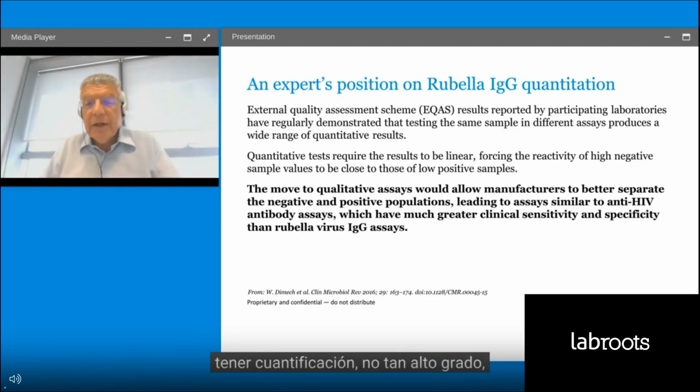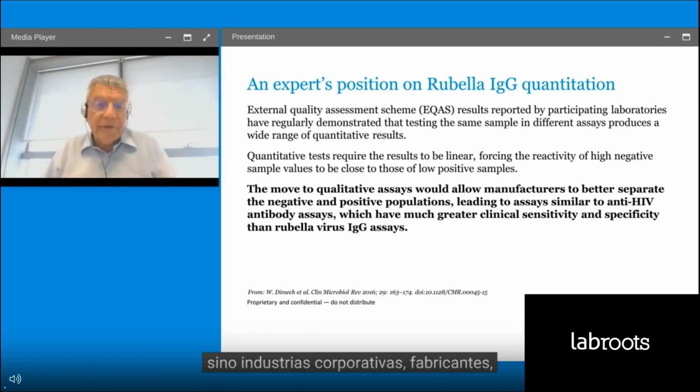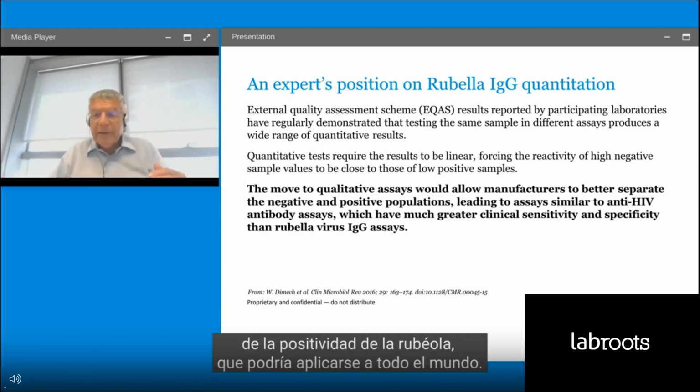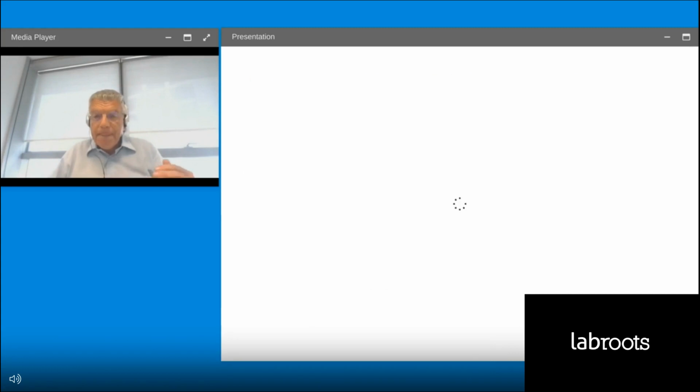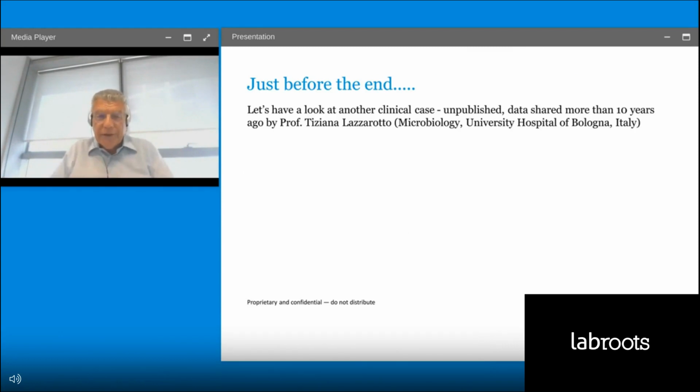Having quantitation not to such a high degree, because it's not really possible to have a perfect agreement across assays, but cooperate: industries, manufacturers, and of course people that are taking care of the expert testing and bringing out the standards, in order to have a clear-cut definition of rubella positivity that could be applied to everybody. Okay, this is basically what I was wishing to share with you.